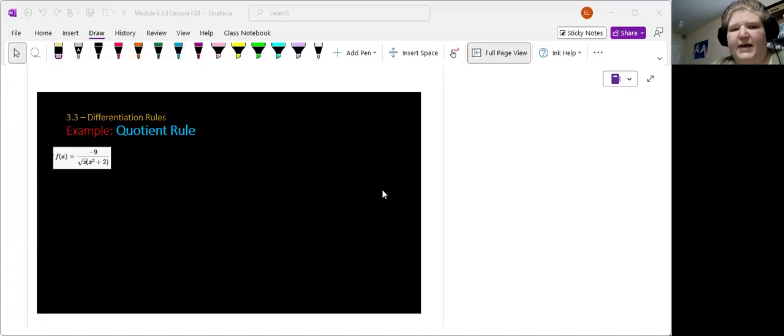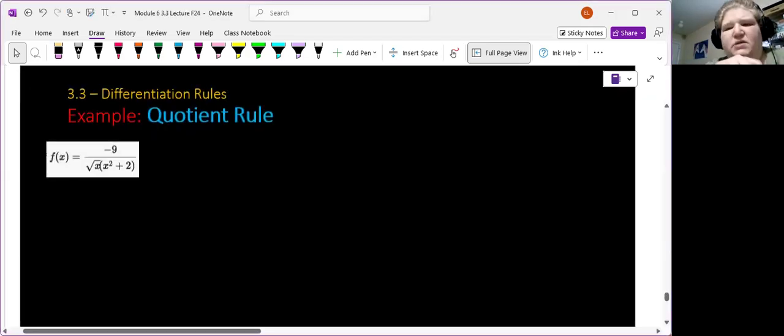All right, last but longest, we have yet another very peculiar, ugly-looking function. Now this one, we're going to see later on, there is another way to do it. And there's a couple of ways we could do it actually. But it is overall a quotient. And then in the bottom of the quotient is a product.